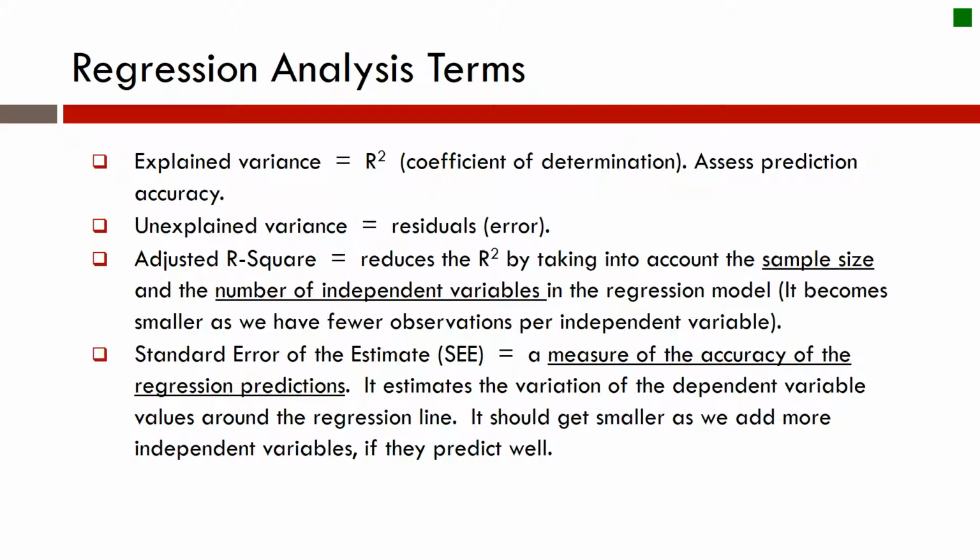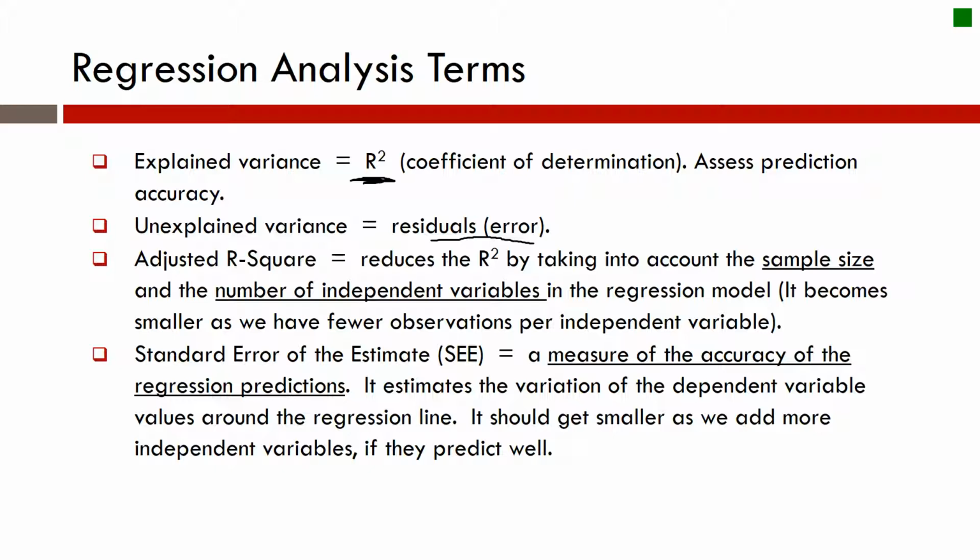So some terms we'll use. R squared is a key term that we use. It's also known as the coefficient of determination, and it helps assess the fit of the model and the prediction accuracy. We have things called unexplained variance. This is variance in the dependent variable that we cannot explain with our independent variables. So this would be some type of residual or error or leftover amount of variance. We want to minimize that as much as possible.